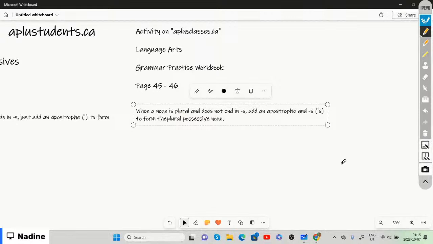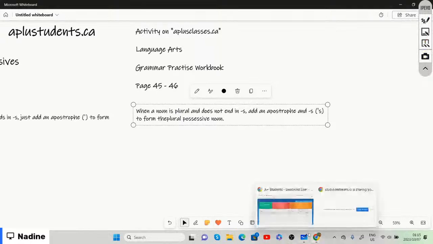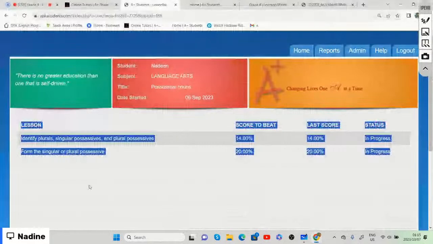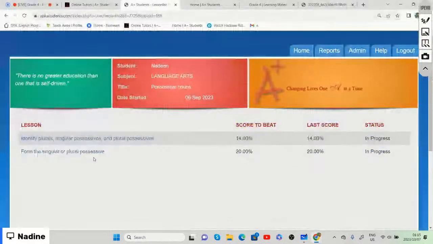All right. So now going over to a+students.ca. And we see that the chapter is possessive nouns. The first lesson that we're going to be doing is to identify plurals, singular possessives, and plural possessives.